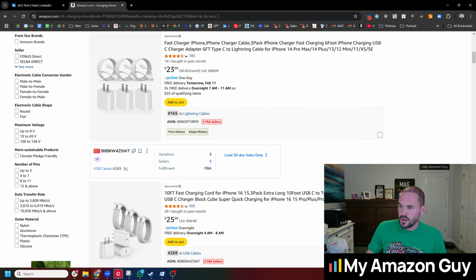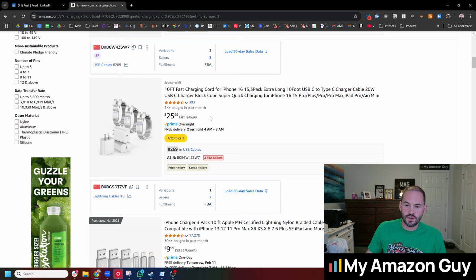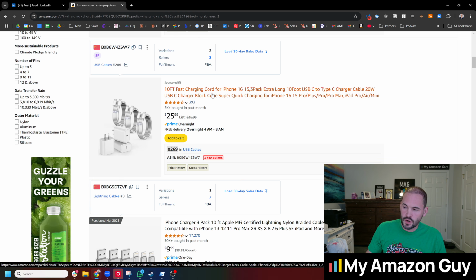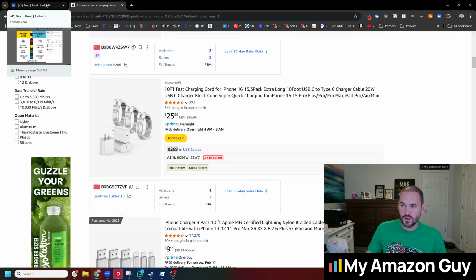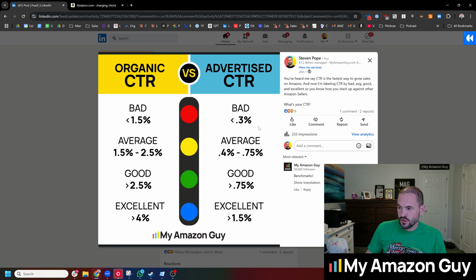But if you're below 0.3, that's not very good at all. That means there's probably a problem with your main image or the price or something else. Maybe it's a bad keyword you shouldn't even be advertising on. That's where you're going to get below 0.3. So in the average section, 0.4 to 0.75, that is going to be the bulk of most listings. Probably around 50 to 60% of listings are going to be in that average section at 0.4 to 0.75.